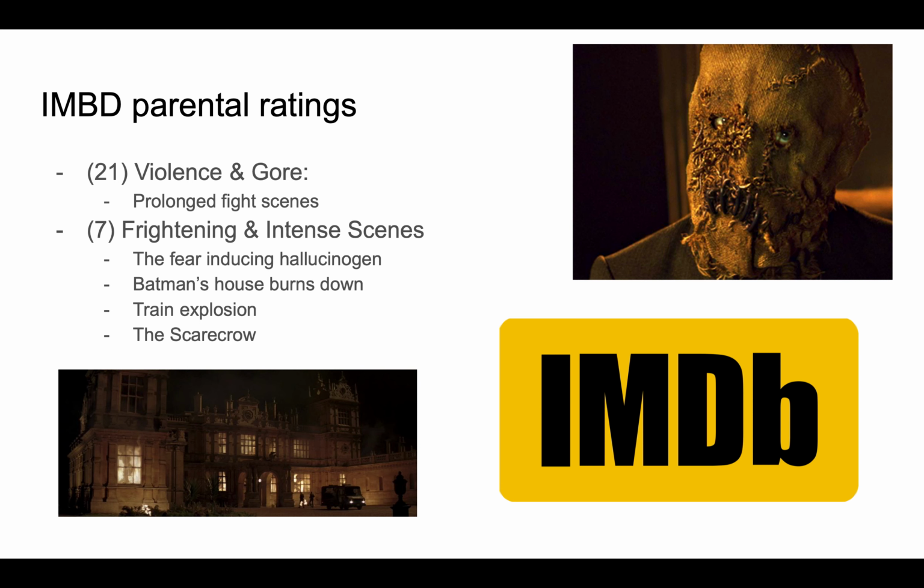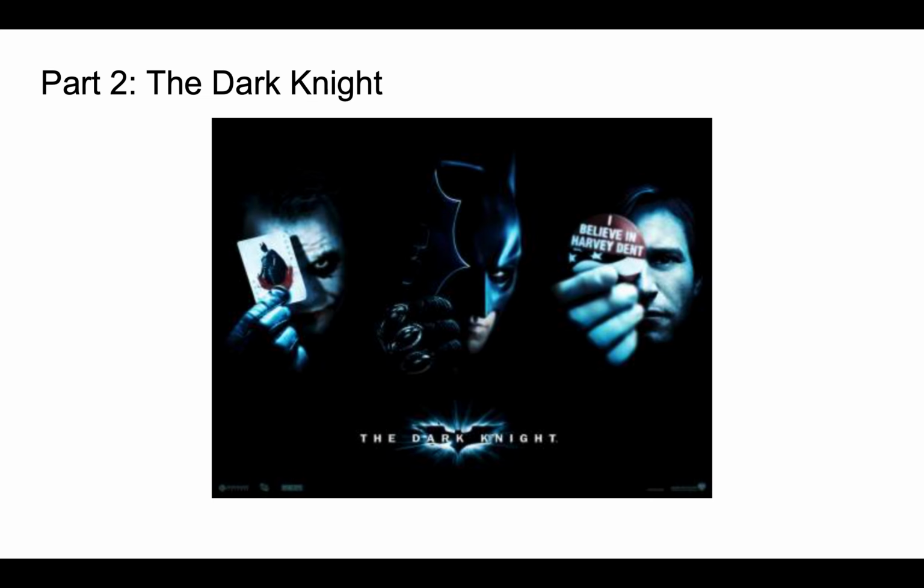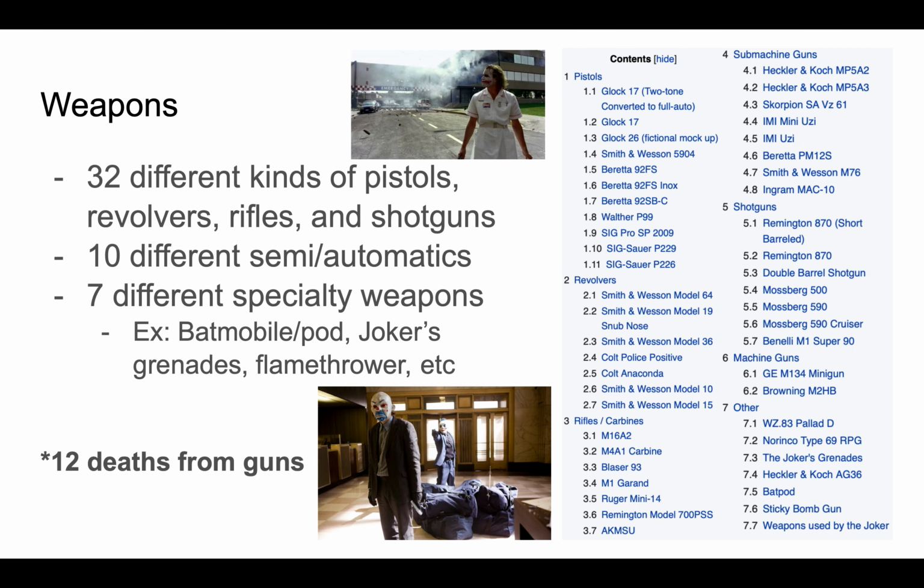So, in total, the amount of deaths in this movie, or kill count, people that were murdered, was 43. And then we move on to The Dark Knight. This one I feel like is the most famous one, so I was excited to watch this one. I'd seen parts and seen obviously Heath Ledger and stuff like that, but I had never really watched this movie. So there were 30 different kinds of pistols, revolvers, rifles, shotguns in this movie. 10 different semi-automatic weapons, 7 different specialty weapons, including the Batmobile, the pod, Joker's grenades, flamethrowers, etc.